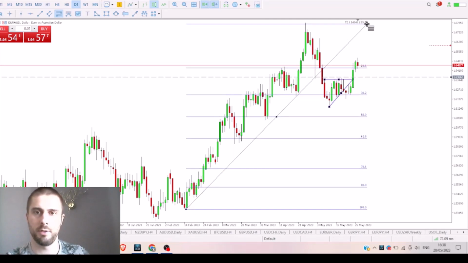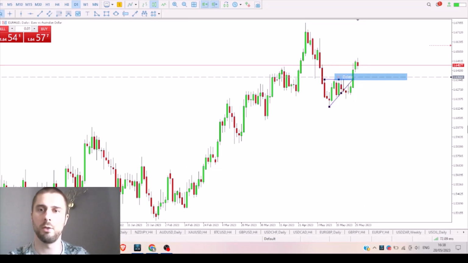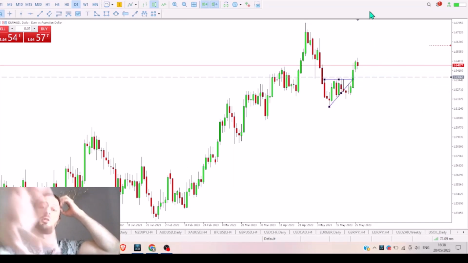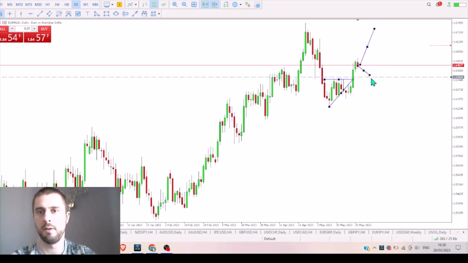Let's measure it up, and a correction to the 38.2% retracement Fibonacci level. So I expect maybe a pullback or just a straight continuation to the upside. Maybe a little pullback to this previous area of support, maybe not.